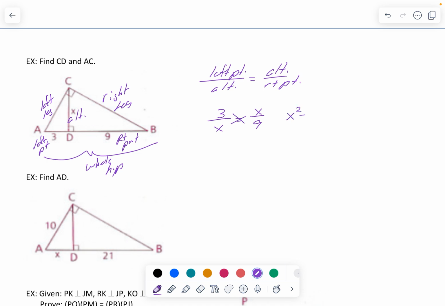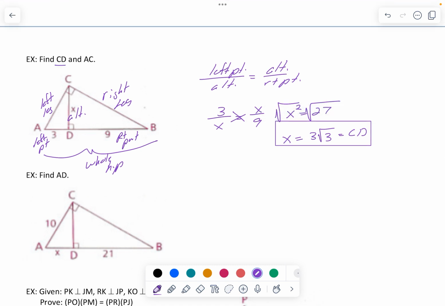So x squared equals 27, take the square root. You do end up with 3 root 3. Yes, I know these things. So that is CD. Okay, so that was one of the things we need to find. Now, AC is the left leg. Okay, that's AC.